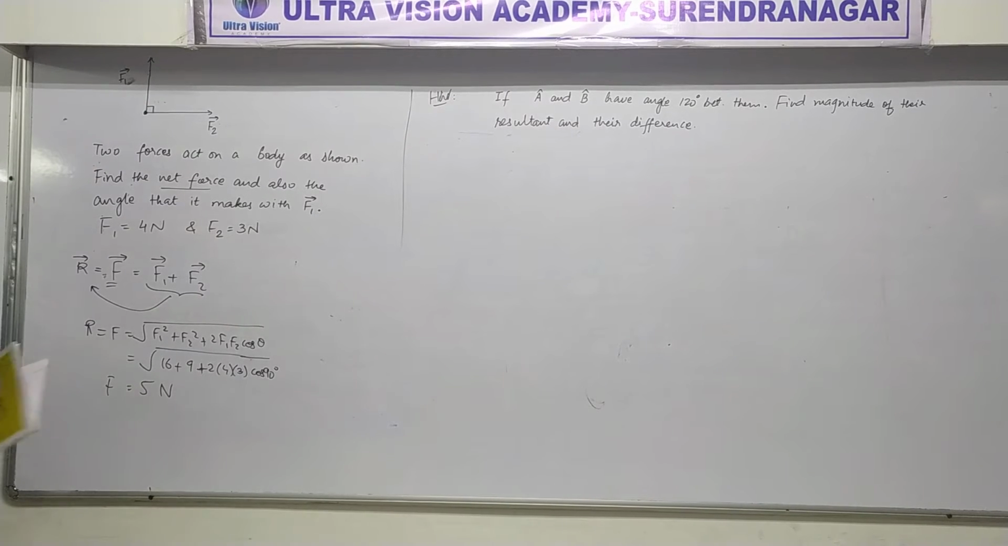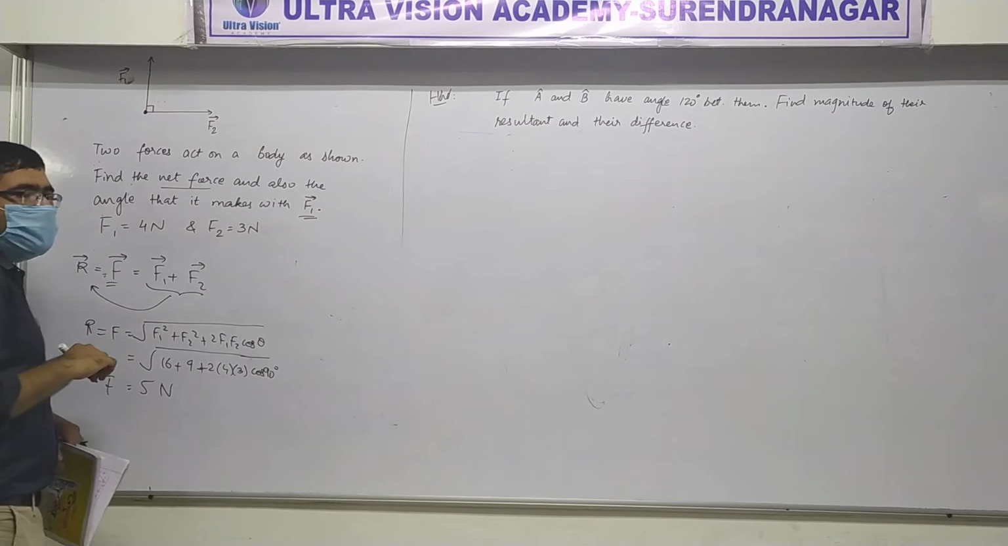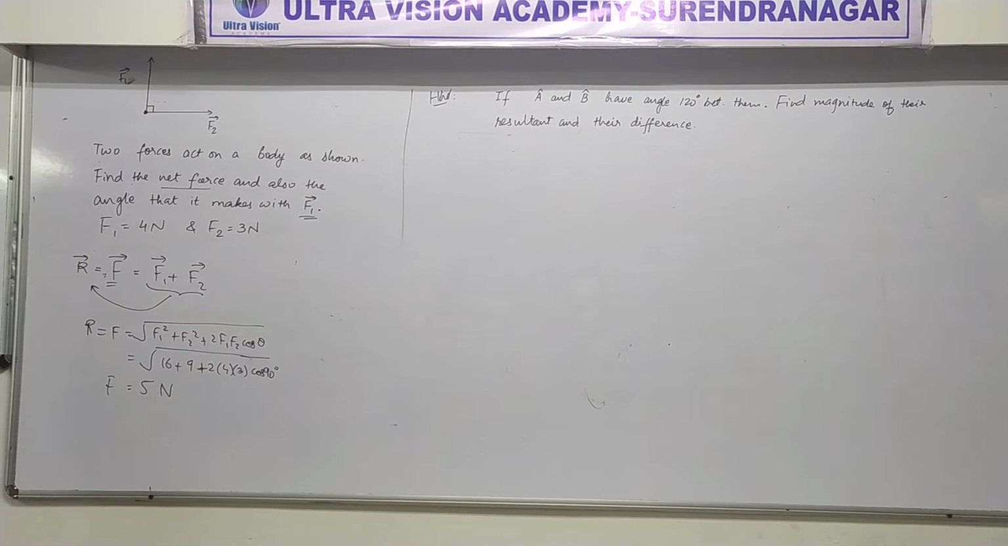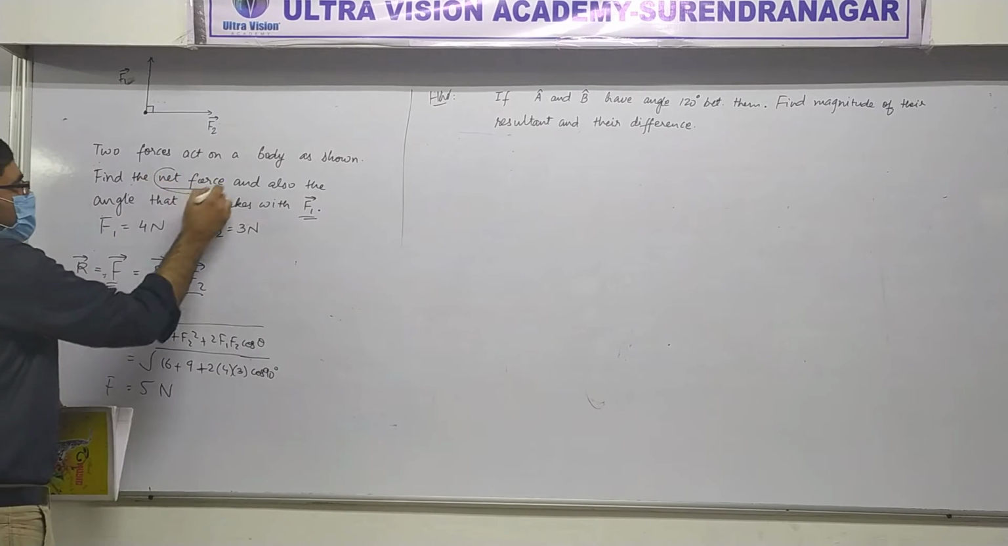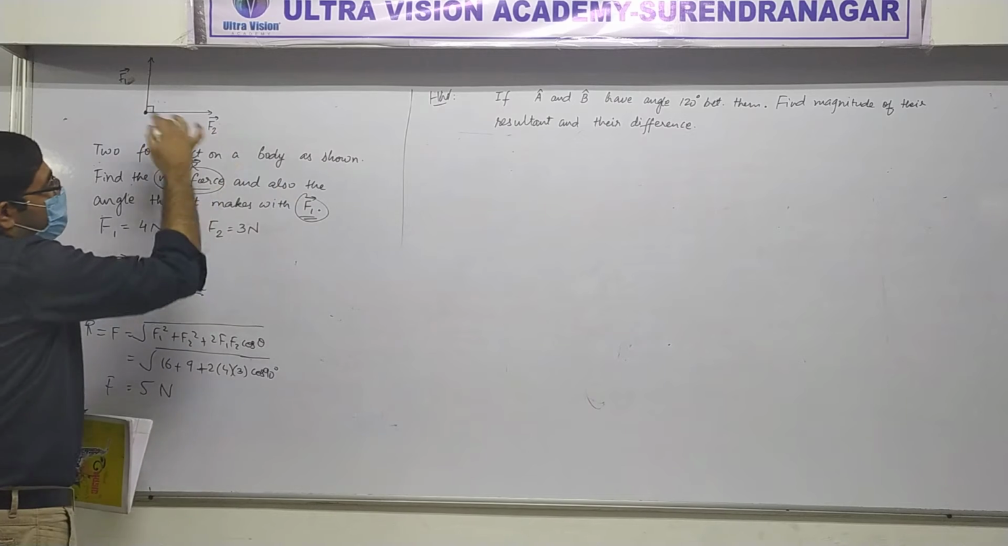Now we have to find the angle that it makes with which force? F1. We have to find the angle that it makes with F1. Okay. Again, net force means resultant, correct? How to find the angle between the resultant and one of the vectors?